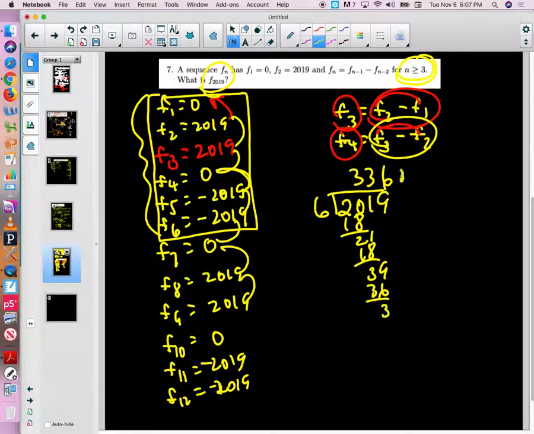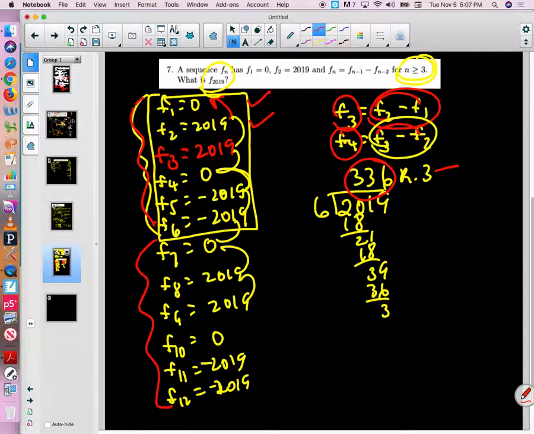All right, I have a remainder of 3. So what that means is, thank goodness I quit writing it down, because it's going to go through this cycle 336 times. And then with a remainder of 3, I'm going to go 1, 2, 3 more and land at 2019.